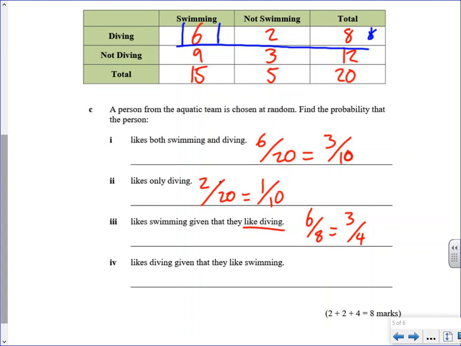And lastly, they like diving given that they like swimming. So it's the opposite. This time we're choosing out of 15, looking at the top, and they also like diving. So again, this will be 6, and 6 over 15 simplifies to 2 over 5. That's our answer for that one.